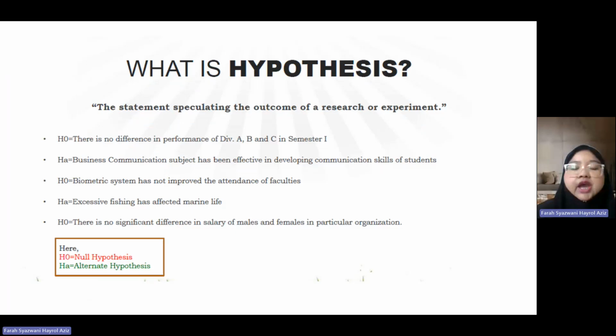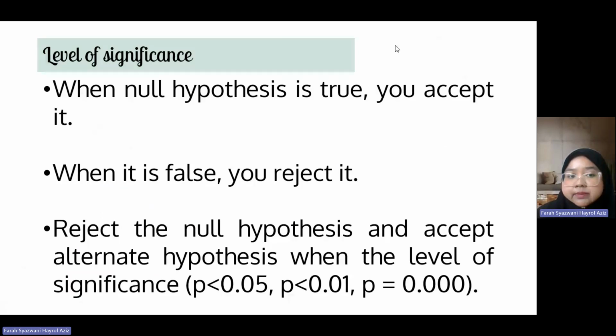Now we will be looking again at hypothesis. What is a hypothesis? It is a statement speculating the outcome of a research. You must understand the difference between the null hypothesis and the alternate hypothesis. When the null hypothesis is true, you accept it. When it is false, you reject it. You reject the null hypothesis and accept the alternate hypothesis when the level of significance of P is less than 0.05, or P is less than 0.01.